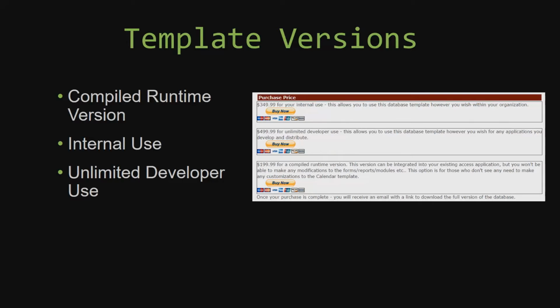With most of our templates that we offer, there's three different versions that you can purchase: a compiled runtime version, one for internal use, and one for unlimited developer use. Our compiled runtime version is a run-as-is version without the paid full version of Microsoft Access using the free Access runtime from Microsoft. It can be integrated into your existing Access application, but you would not be able to make any modifications to the forms, the reports, the modules, etc. This option is more for those of you who do not see any need to make any customizations to the template.